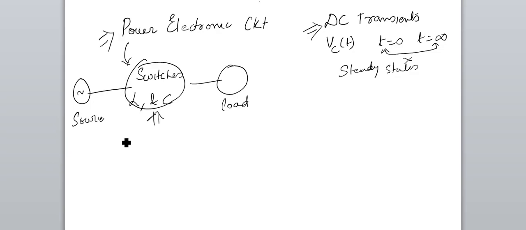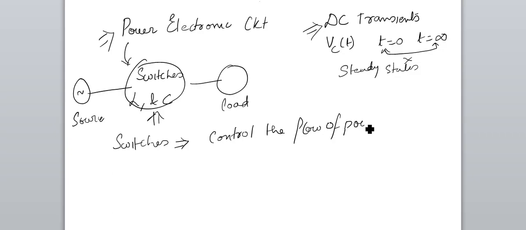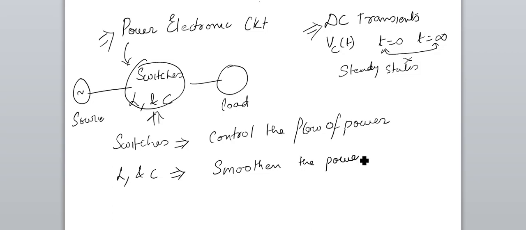Now what do switches do? Switches actually control the flow of power. And what about L and C, inductor and capacitor? They smoothen the power. That means there should not be any sudden rise or fall of power.